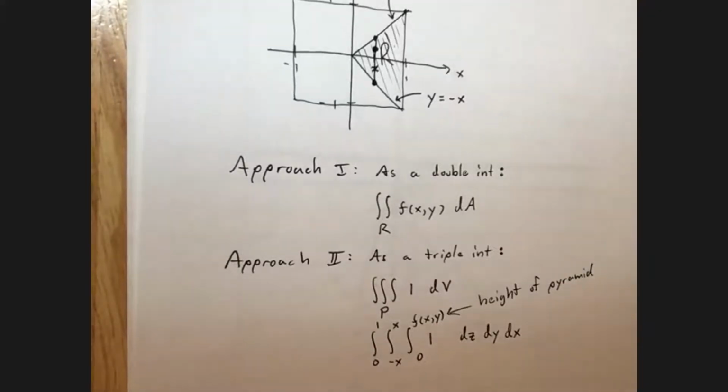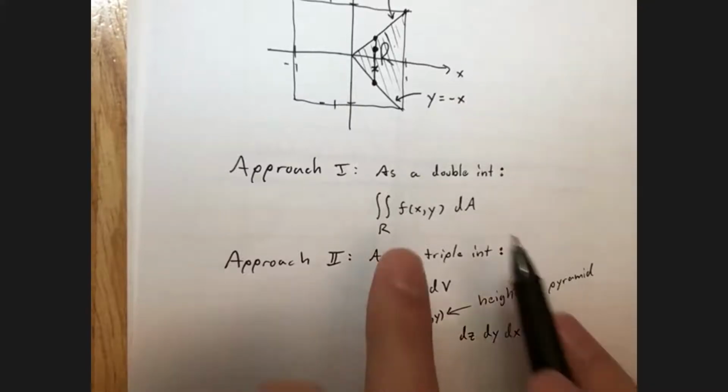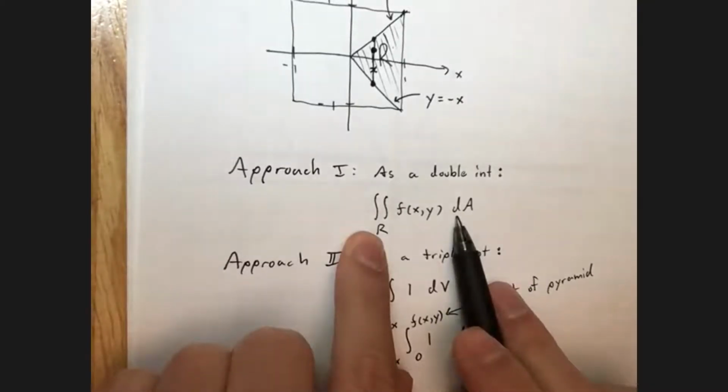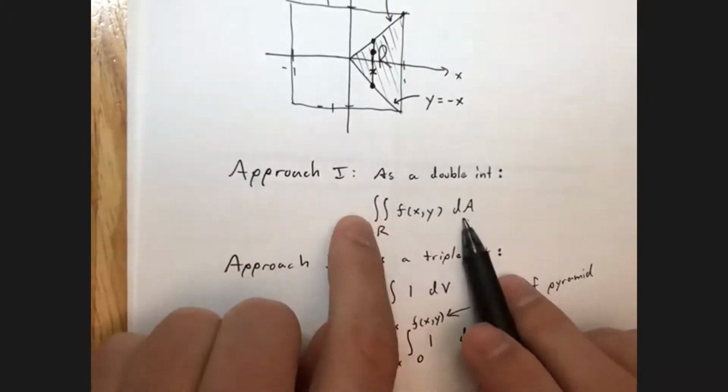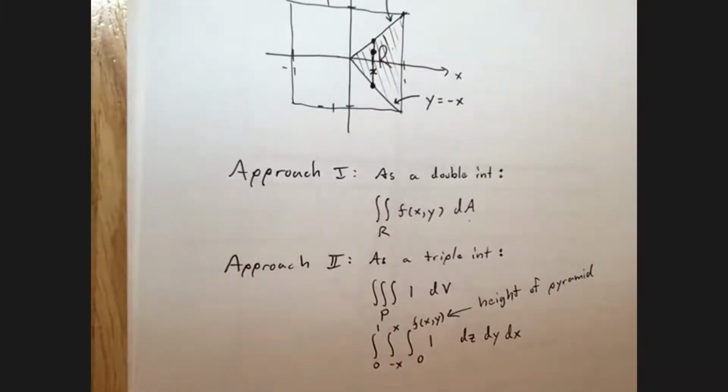And you'll see that when you do this first integral with respect to z, this triple integral will become the double integral that I mentioned up here. So these are actually doing the exact same thing, right? Because as soon as you get through the dz integral, you're on to this. So both approaches are actually the same.